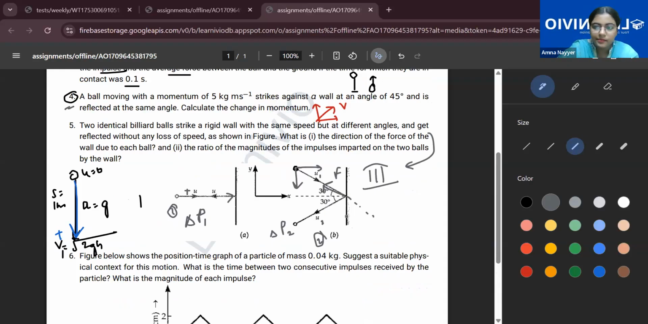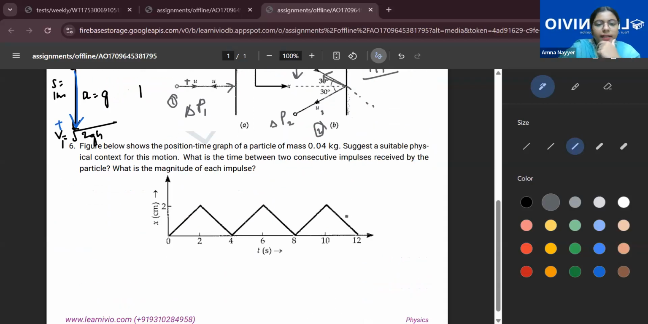Okay. Question 6 says a position time graph is given, mass is given, and it says between two consecutive impulses received by the particle, what is the time between two consecutive impulses? So time in all of them, can you see it's just 2 seconds? So here you don't have to solve. This is just a 2 seconds gap.